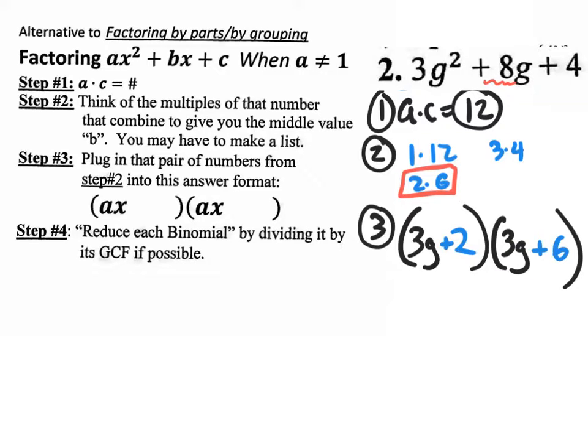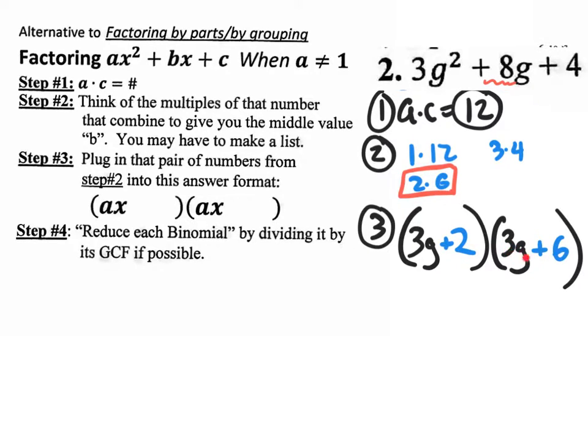And now step 4. Check out step 4. It says reduce each binomial. Okay, this is a little weird. By dividing it by its GCF if possible. So in my first group, do I have a GCF? No. My second group, do I have a GCF?